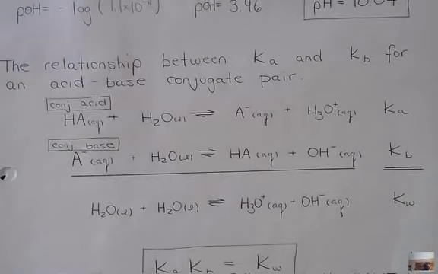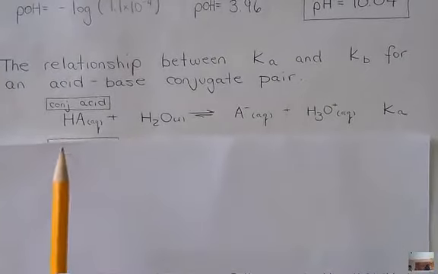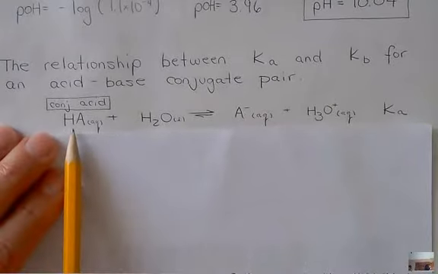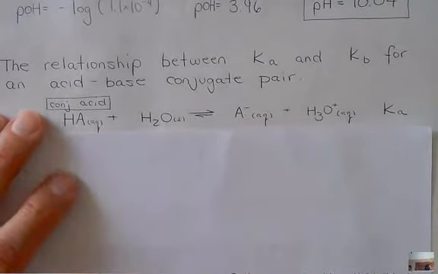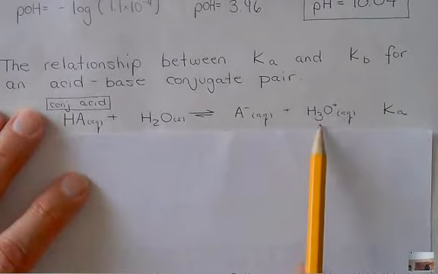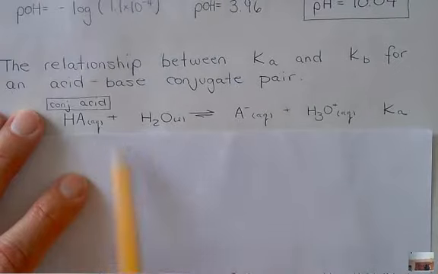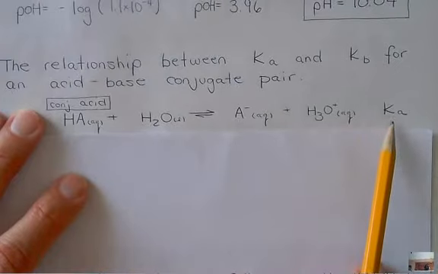So the first one that I'm going to do is with a fictitious acid, HA. So this is a weak acid. It's going to be a Bronsted-Lowry acid, meaning it's going to be an acid because it's going to be a proton donor. So what happens is the HA donates 1 proton to water to make hydronium and gives me the conjugate base back, A minus. Okay, so that is a Ka reaction, so we know that.